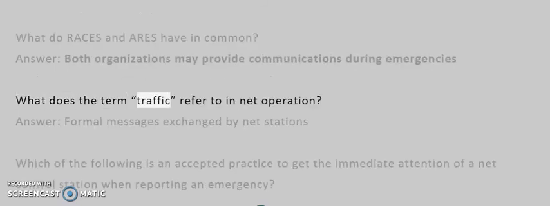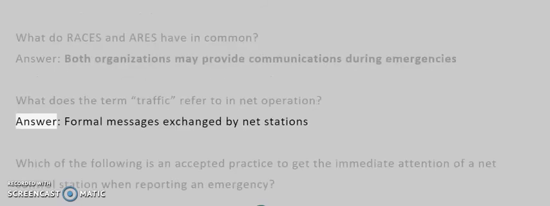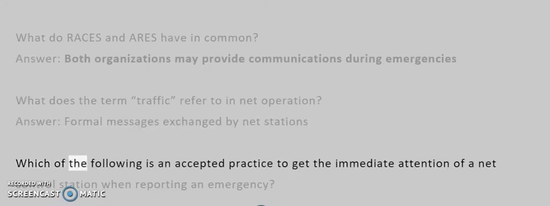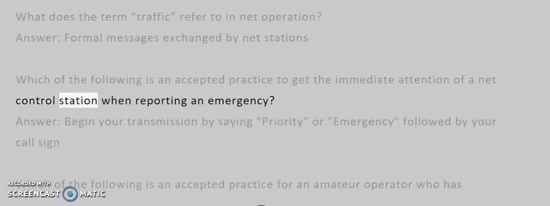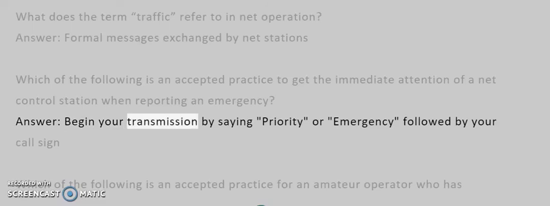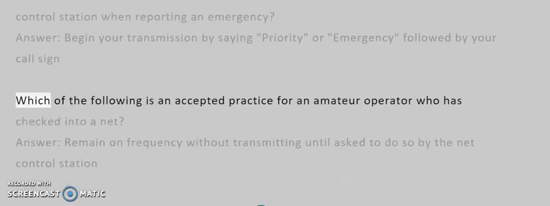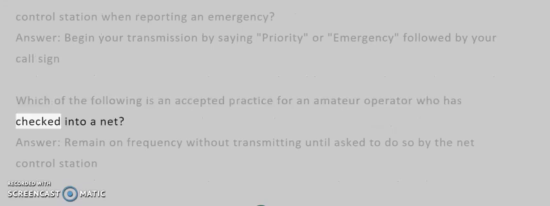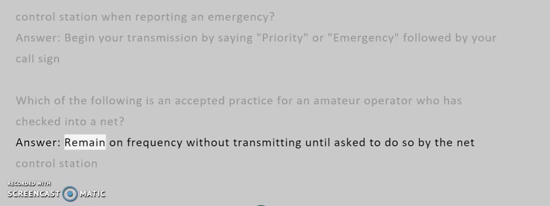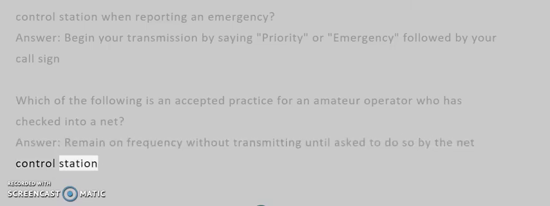What does the term traffic refer to in net operation? Answer, formal messages exchanged by net stations. Which of the following is an accepted practice to get the immediate attention of a net control station when reporting an emergency? Answer, begin your transmission by saying priority or emergency, followed by your call sign. Which of the following is an accepted practice for an amateur operator who has checked into a net? Answer, remain on frequency without transmitting until asked to do so by the net control station.